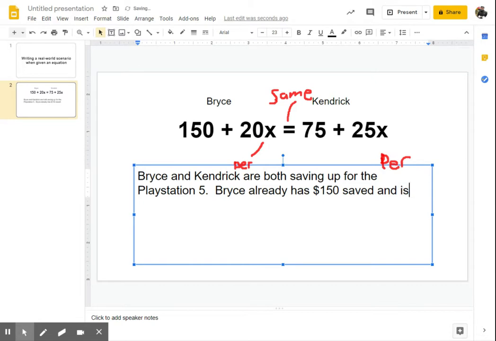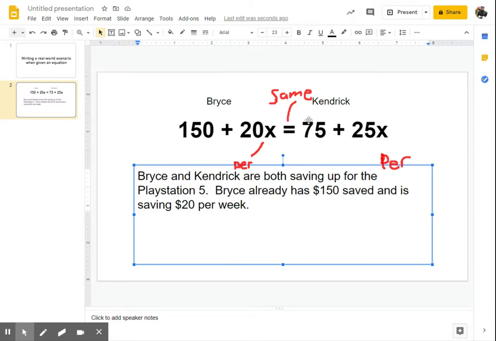and he's saving $20 per week. Again, here's that word per. So I'm taking my coefficient, that 20, and I'm multiplying it by the number of weeks, that x. Remember, your variable is an unknown value. I don't know what that x represents. I don't know the number of weeks. So that's why we're using that variable to represent that. So that side is done. I'm all done with Bryce's information. So he's starting with 150 and he's saving $20 per week.